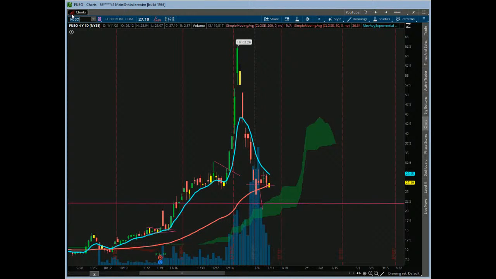Fubo with an inside day here, upper shadow off the ADMA on this one. So this thing's still struggling, right? This is starting to look like a little bit of a bear flag formation right here. So just see how it holds these geometric levels if it tries to break down. Otherwise, see if it holds the cloud as support on that one.